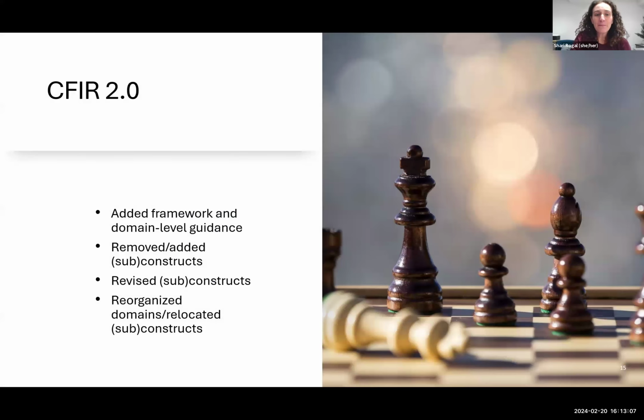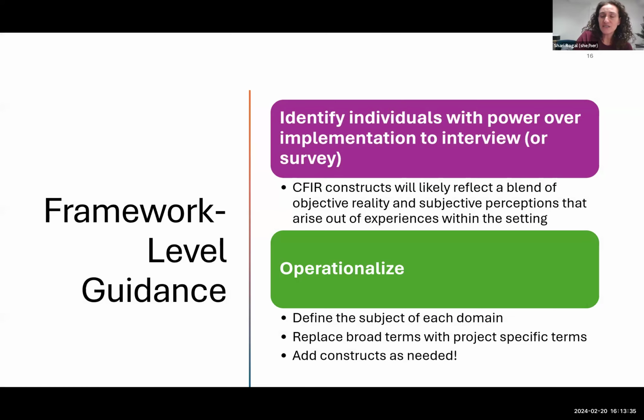Okay, the main things that happened with the updates were adding framework level and domain level guidance. So how do we really think about these things? They also involved removing or adding some constructs and subconstructs, revising them, and reorganizing and moving things around. As you can see, some of the constructs got moved out into the outcomes addendum rather than staying, for example, in the inner or outer setting where they had been. When we talk about framework level guidance, we're talking about how we apply CFIR.